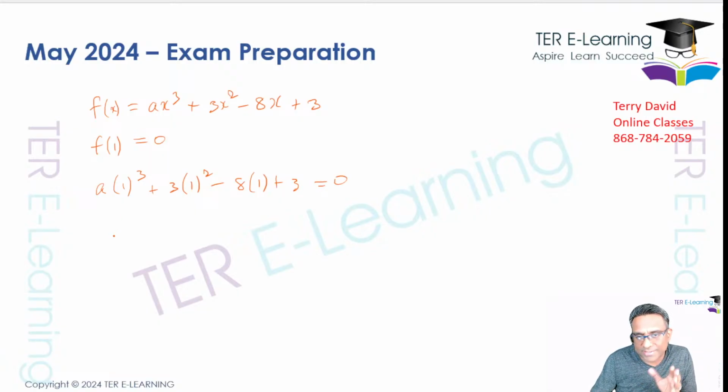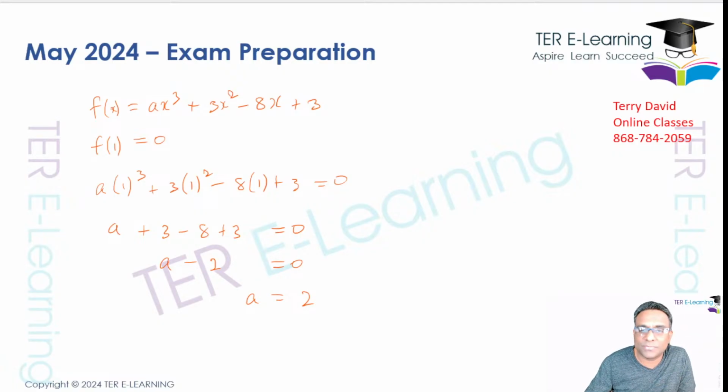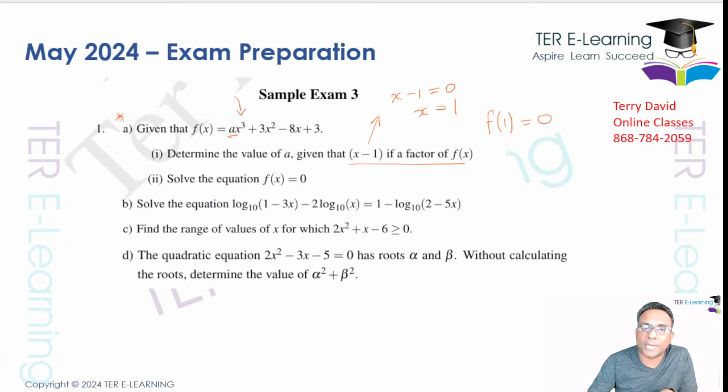Whenever you're doing a question like this, try to do it bit by bit. 1 cubed is 1, so 1 by a gives us a, plus 1 squared is 1, 1 by 3 gives us 3, and minus 8 plus 3 is equal to 0. Now 3 minus 8 gives you minus 5, minus 5 plus 3 gives you minus 2. So a minus 2 is equal to 0, and therefore a is equal to 2. Typically this is just a 2-mark question, where we have to find an unknown coefficient given that we know this is a factor. So that's the answer for part 1.